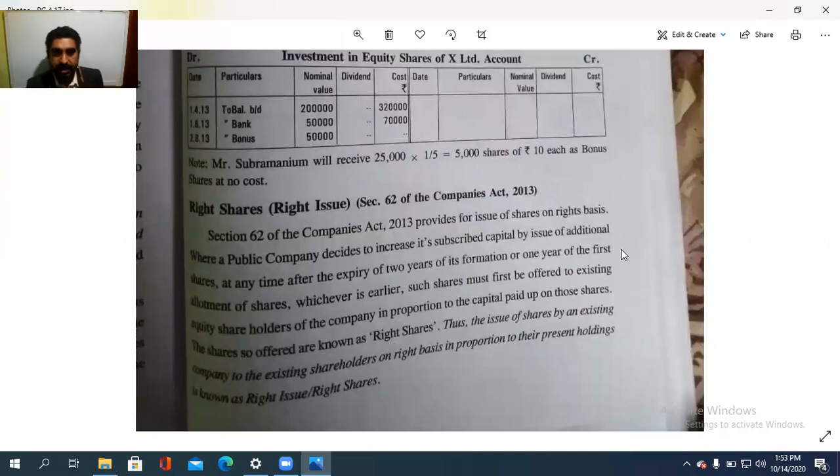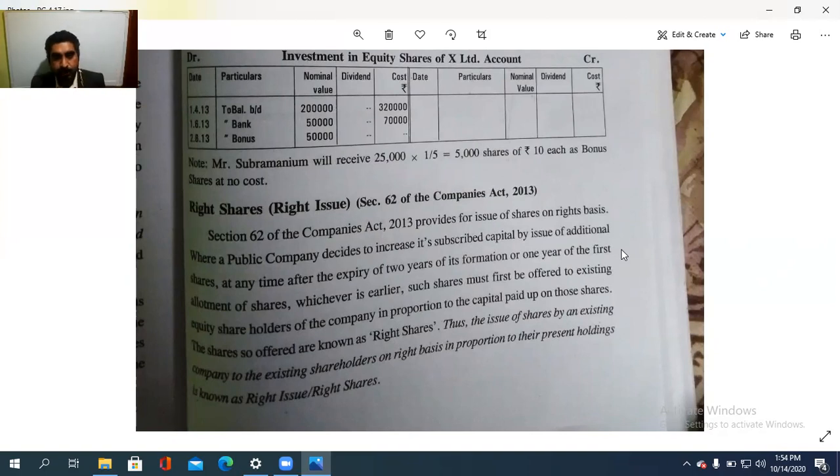Section 62 of the Companies Act 2013 provides for the issue of shares on right basis. Where a public company decides to increase its subscribed capital by issue of additional shares at any time after the expiry of 2 years of its formation or 1 year of the first allotment of shares, whichever is earlier, such shares must first be offered to the existing equity shareholders of the company in proportion to the capital paid up on those shares. Such shares offered are known as right shares. So, public company decides to increase its subscribed capital. Subscribed capital കൂട്ടാനായിട്ട് നോക്കുന്നു by issue of additional shares.